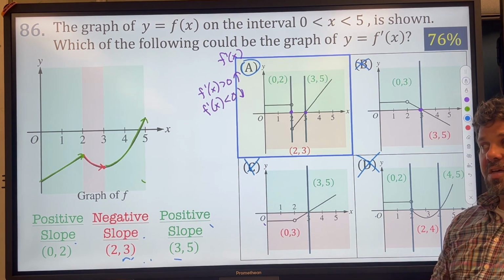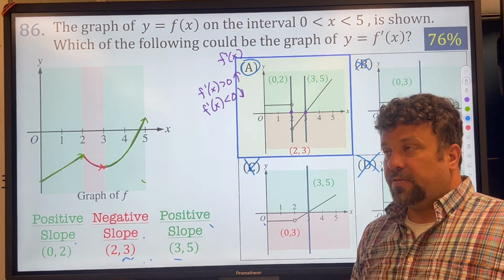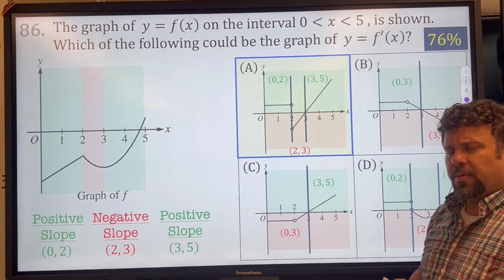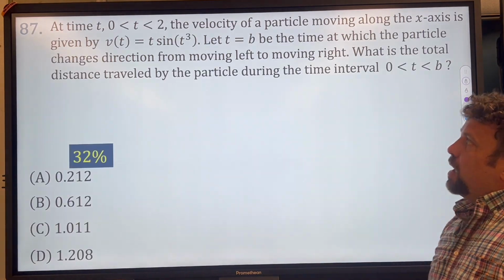All right, nothing really to it. Pretty easy stuff. All right, that's 86. Only a couple more problems to go. I think 4 more problems.